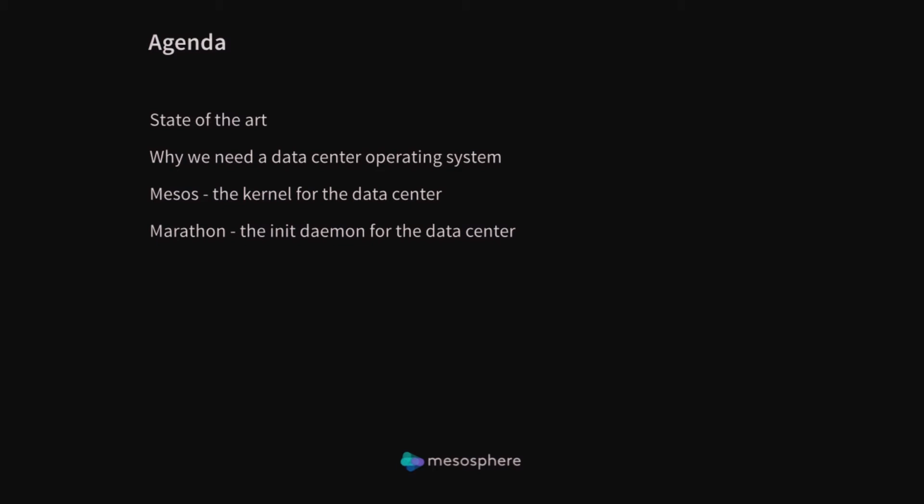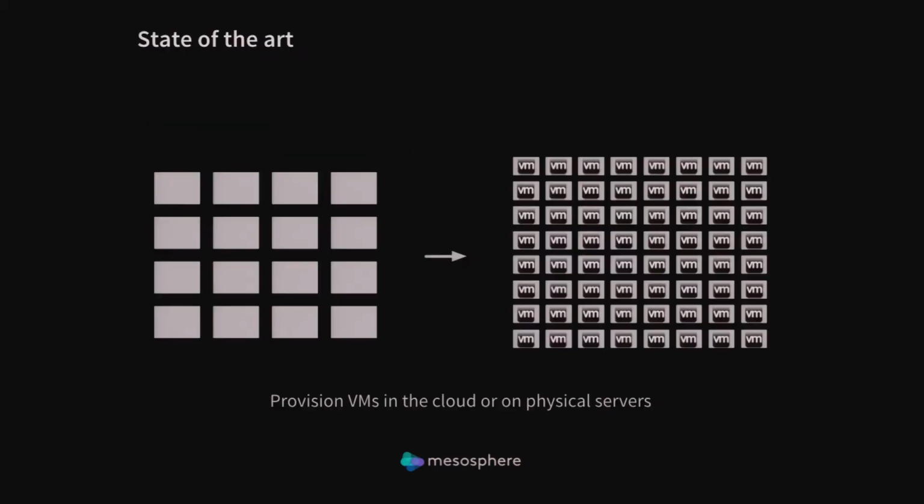So, state of the art. If you run a data center today, you start with physical machines, and if you run your own data center, you might install VMware or OpenStack on it to turn your physical machines into virtual machines, and then install your application on those. If you run in the cloud on AWS or Google Compute, then those providers do that for you. But one way or another, you usually get virtual machines.